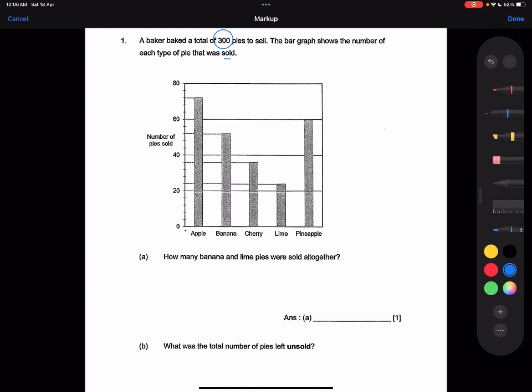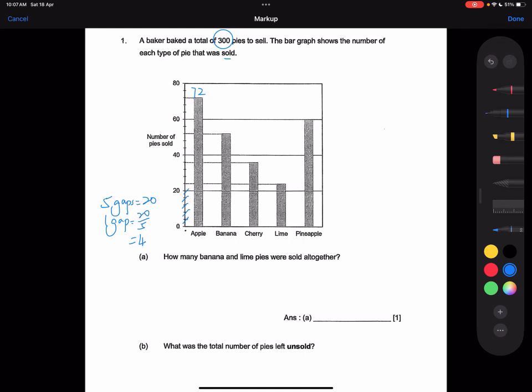Alright, now let's count. 1, 2, 3, 4, 5. 5 gaps. This equals 20. 1 gap equals 20 divided by 5, which is 4 pies. Alright, so for apple, we have 3 gaps, which is 12. So this is 72.